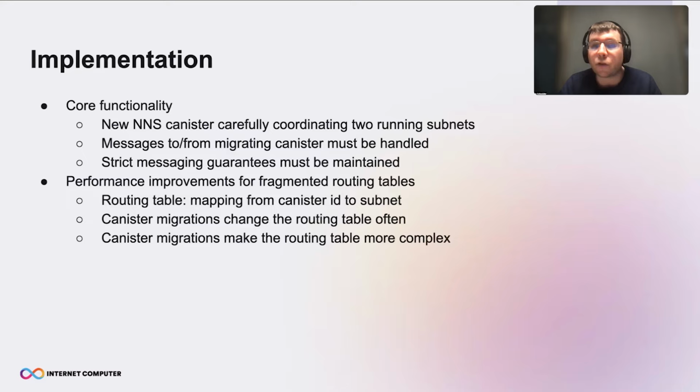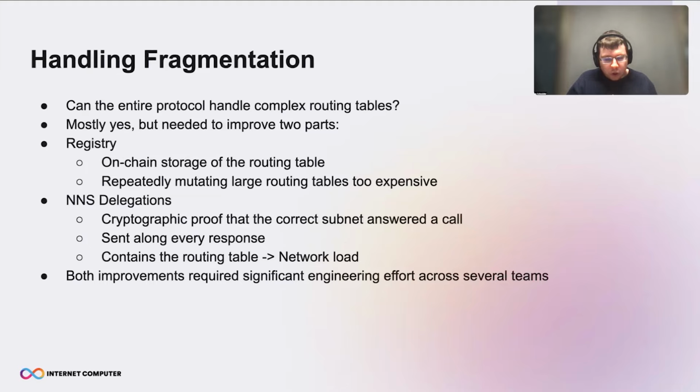And that is mostly about routing tables. The routing table is simply the mapping of which canister lives on which subnet. And the canister migrations feature changes that in two fundamental ways. One is the routing table now changes potentially frequently. Previously, it was basically a static table. And the other one is it becomes more complex. This more complex routing table raises the question, what parts of the protocol can handle that and which ones can't? Turns out mostly the protocol was fine handling that, but there were two places where we needed to improve performance.